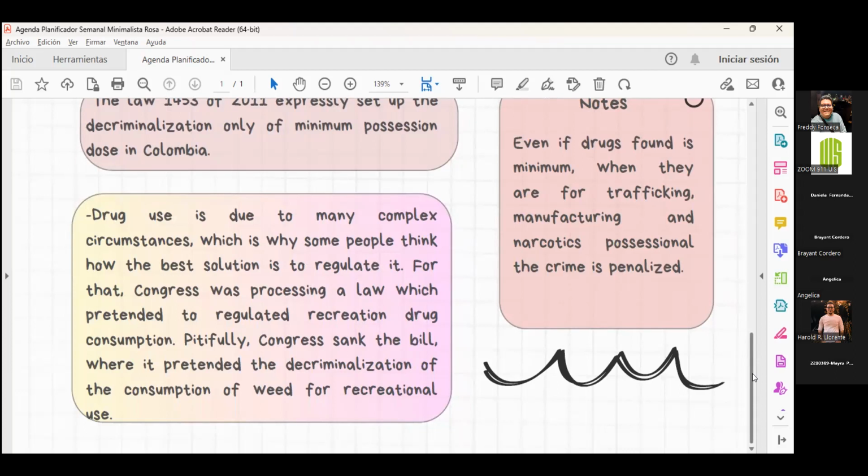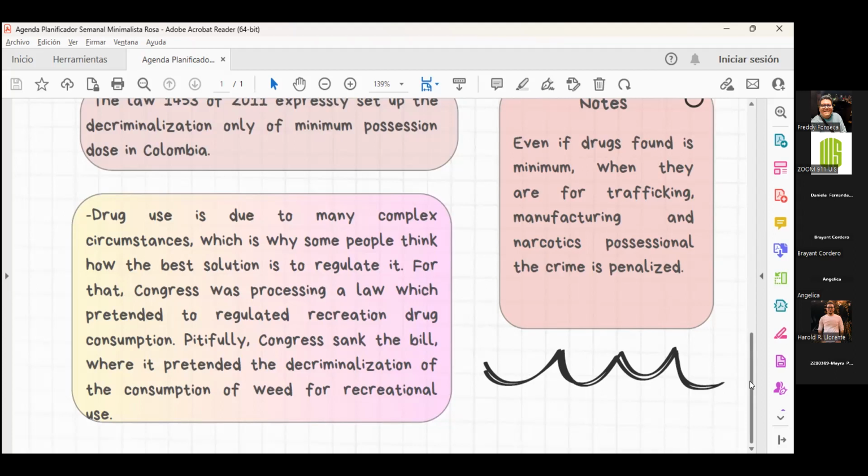The drug problem in Colombia is due to many complex circumstances, which is why some people think that the best solution is to regulate it and have the state take care of controlling the business. Congress was processing a bill, but at this moment it was abolished. When Congress was processing it, the aim was to regulate recreational drug consumption without limiting the quantity, as well as its sale and purchase.